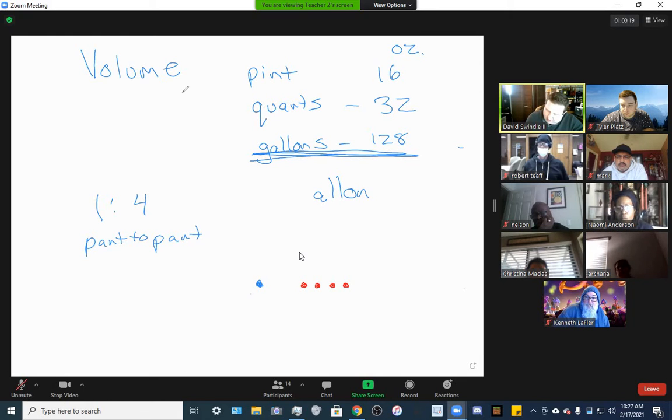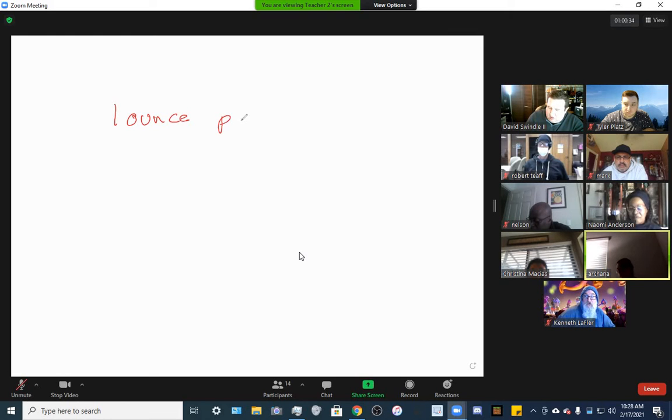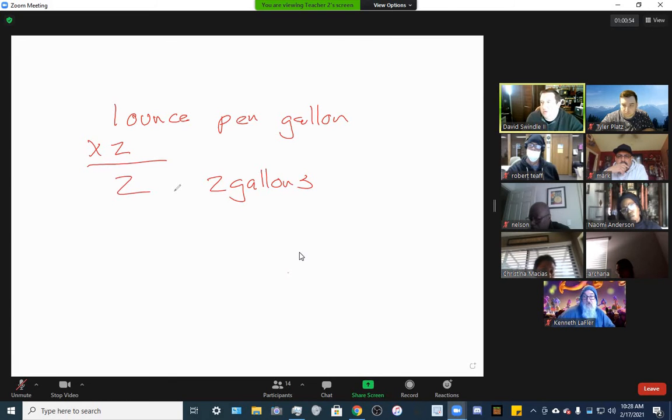So now that we go back to that, we start talking about 1 ounce per gallon. And if I said I had to make 2 gallons, or I have 2 gallons of water, how many ounces do I need to add? 2 ounces, right? Yes. 1 times 2. 1 times 2 is 2.